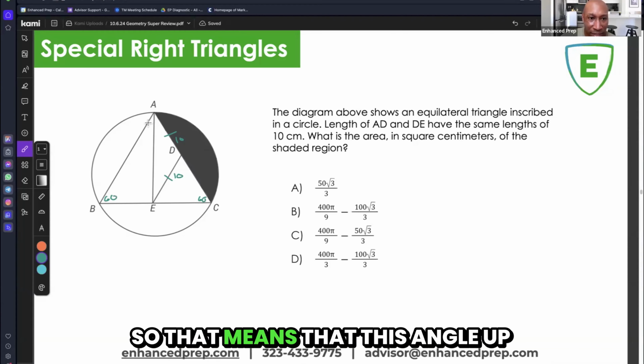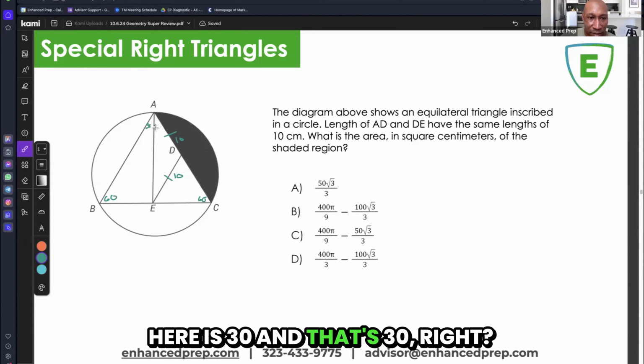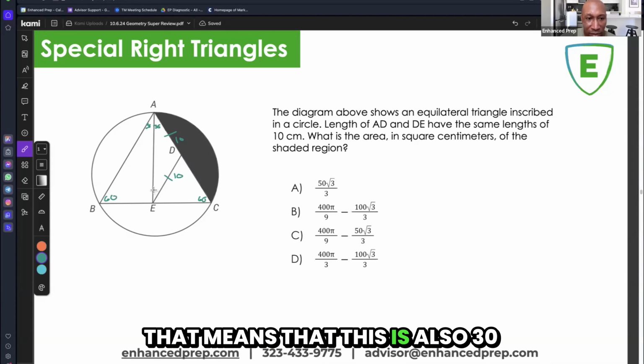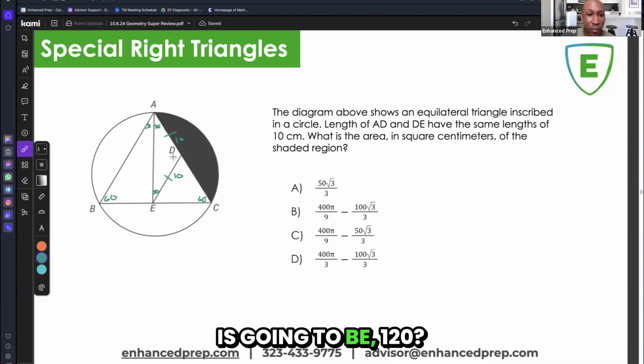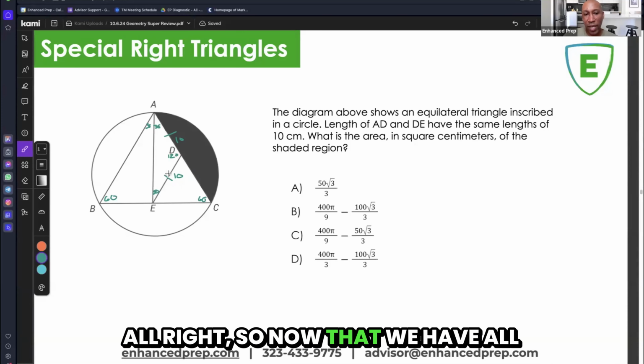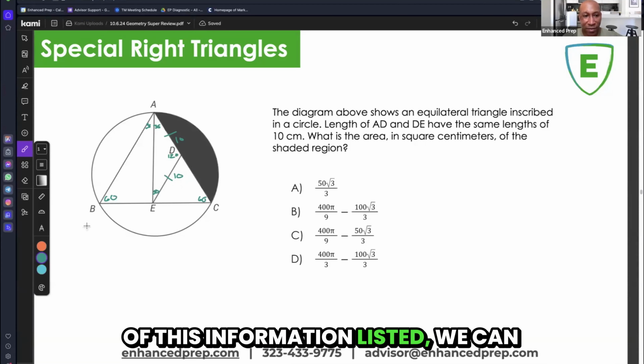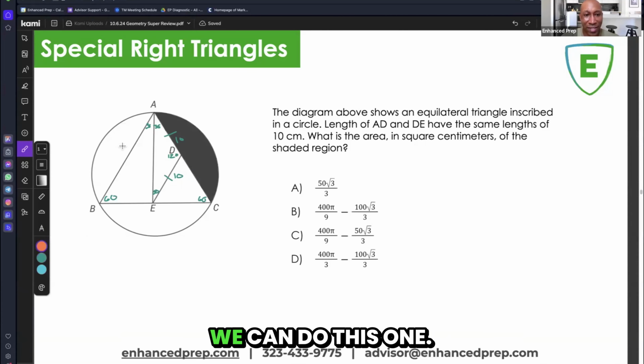So that's 60. So that means that this angle up here is 30, and that's 30, right? That means that this is also 30 because those are congruent, right? Which means that this one up here is going to be 120, right? So now that we have all of this information listed, we can start to do a little bit more, right? We can do this one.